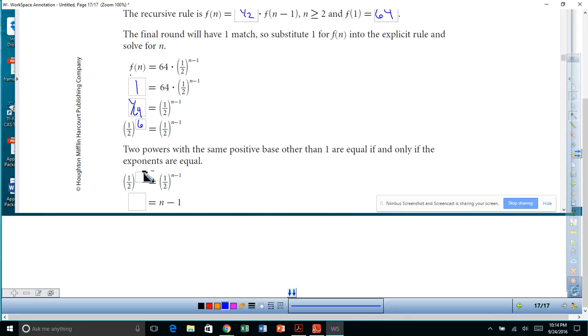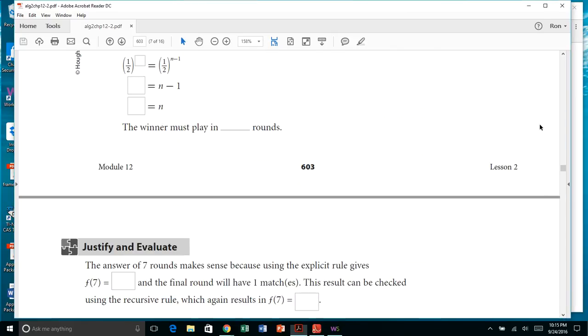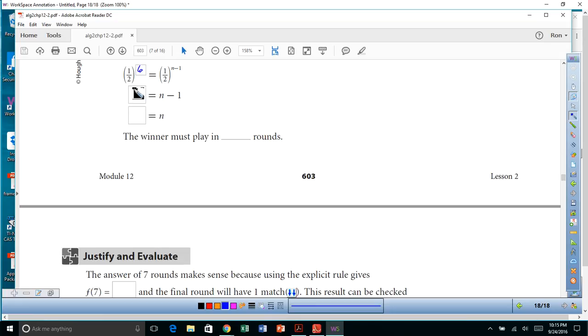So 1/2 to the 6th power equals 1/2 to the N minus 1. So now we have the same base. 2 powers with the same positive base other than 1 are equal if and only if the exponents are equal. So we can get rid of the bases, and that gives us 6 equals N minus 1. We're going to add 1 to both sides, so N equals 7. The winner must play 7 rounds. Pretty cool, huh?